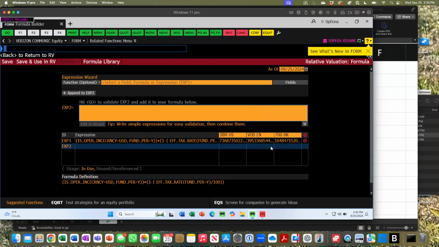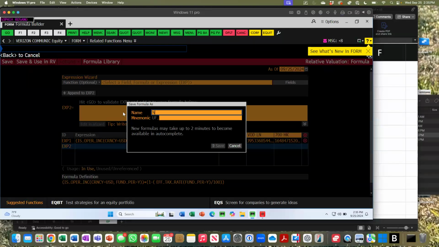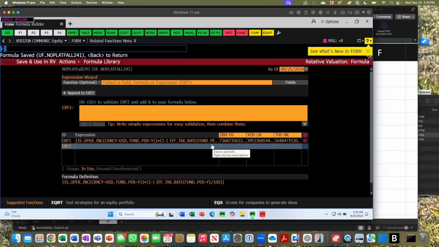Now, since I was on Verizon, it'll pick a couple of random companies over here to put in the dollar amount of NOPLAT, right? But here's the point. Once I do this, I can either save and use an RV or hit save. So hit save, and I'll call this my NOPLAT fall 24, which I had done in the previous class. So 2, 4, 1. All right. When you save it, it could take up to 2 minutes for this custom formula to appear in your database.